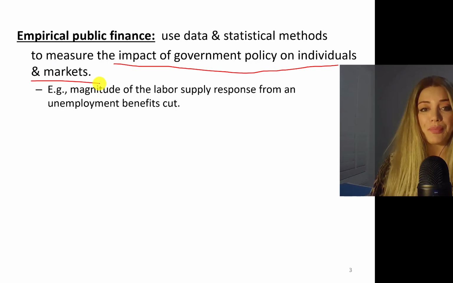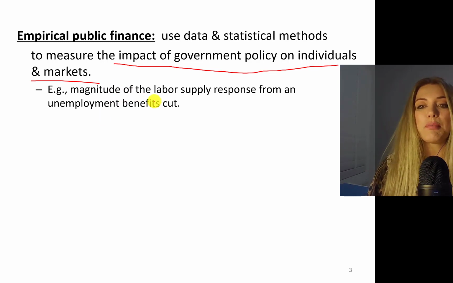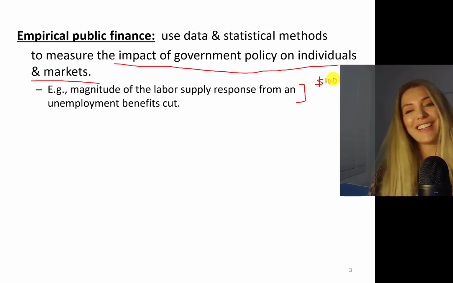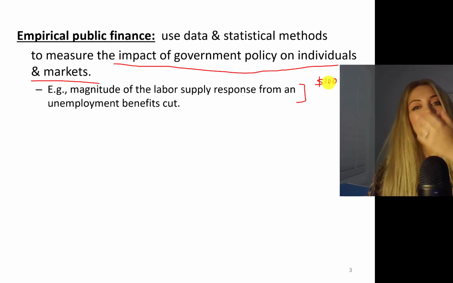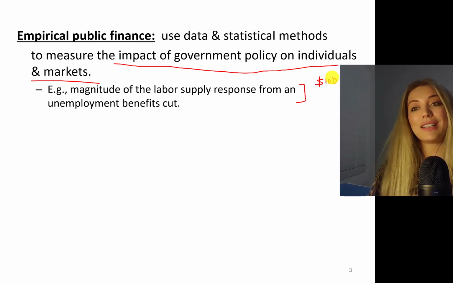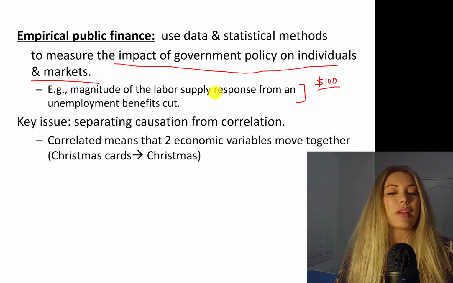For instance, we could be studying the magnitude of labor supply response from an unemployment benefits cut. Let's say we are cutting the unemployment benefits on workers. Let's say we are only paying $100 per week, which is very low. If you look at the Bureau of Labor Statistics unemployment benefits rate, it depends on your earnings and there's a cap, but it's not $100 for most people. So if these benefits are cut, what's going to happen to your labor supply response?